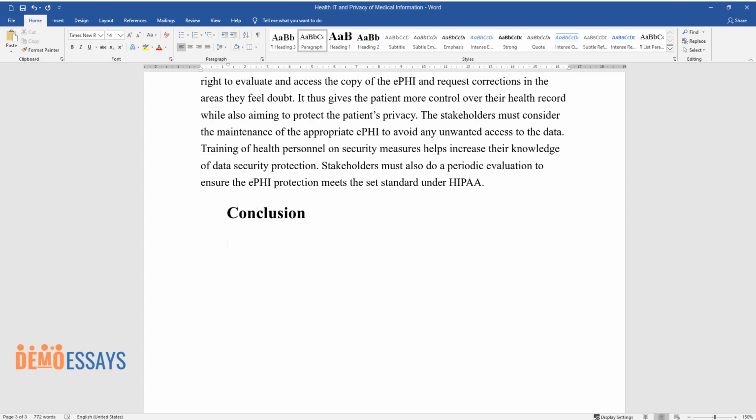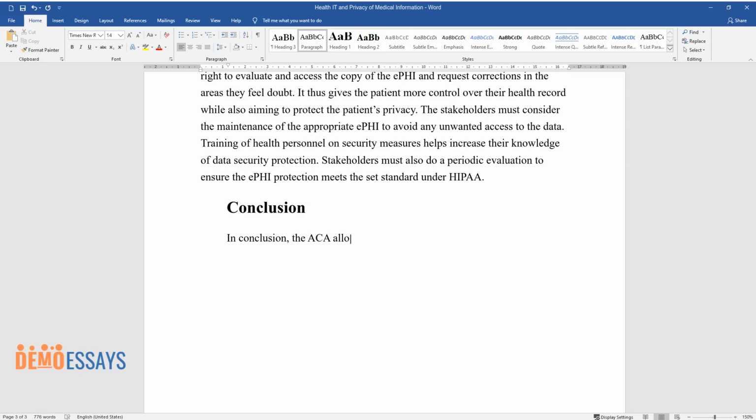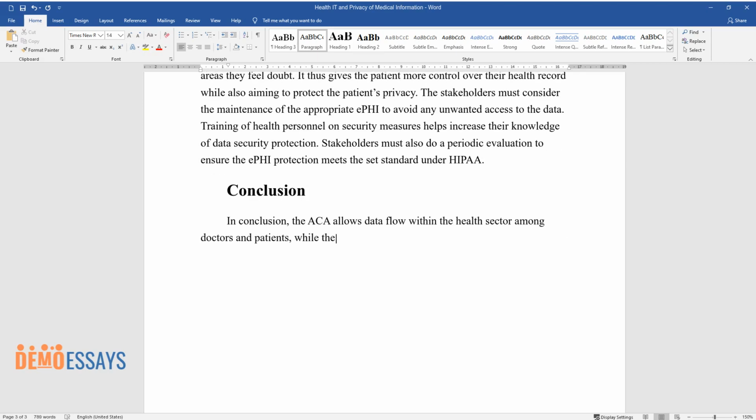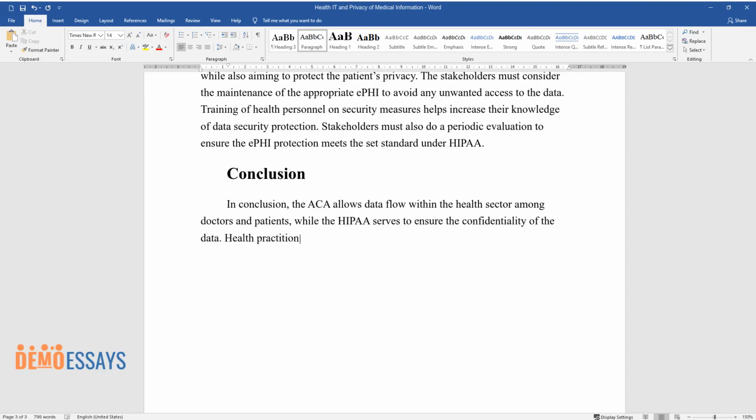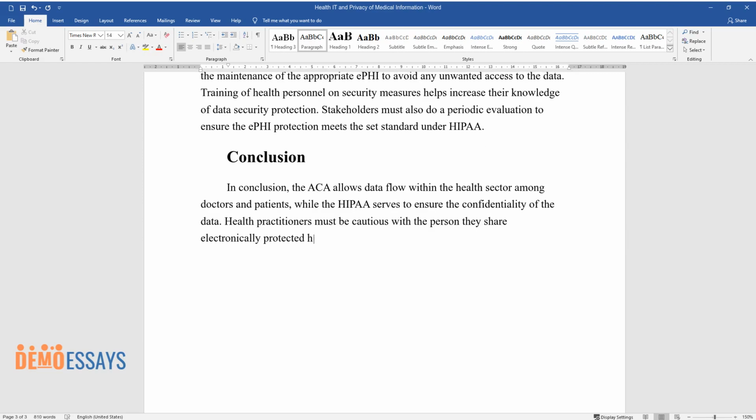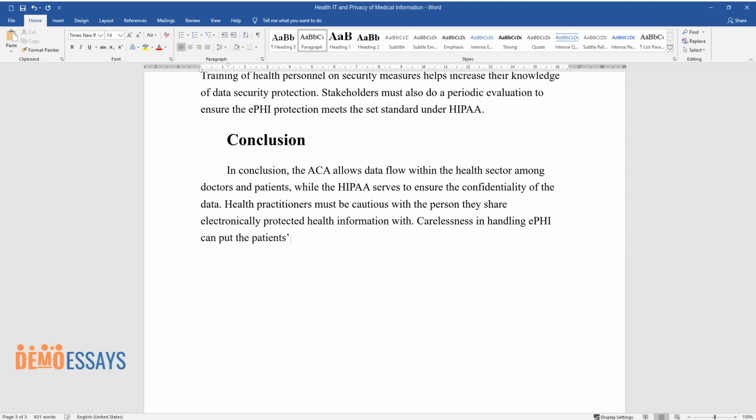Conclusion. In conclusion, the ACA allows data flow within the health sector among doctors and patients, while the HIPAA serves to ensure the confidentiality of the data. Health practitioners must be cautious with the person they share electronically protected health information with. Carelessness in handling EPHI can put the patient's data at risk, allowing unwanted access.